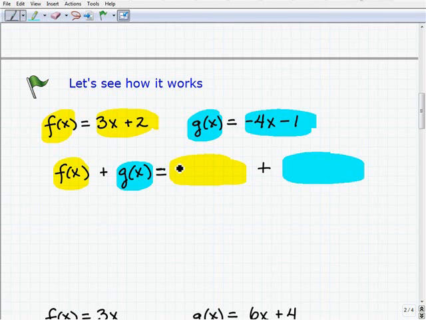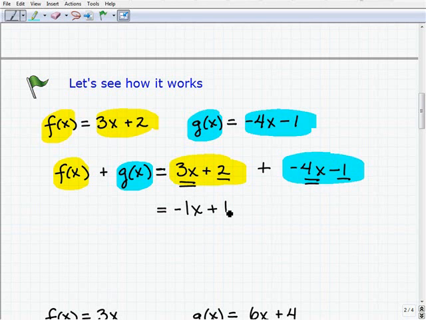Let's take a look at what this is going to look like. So this is going to be 3x plus 2 plus negative 4x minus 1. Now when I simplify, these are skills that you should already have. What I mean is combine like terms. So we have 3x and negative 4x. We can combine those. It's a negative 1x, and we have 2 and negative 1, and I can simplify that as a positive 1, and there you have it. Okay, so f of x plus g of x would be equal to negative 1x plus 1.